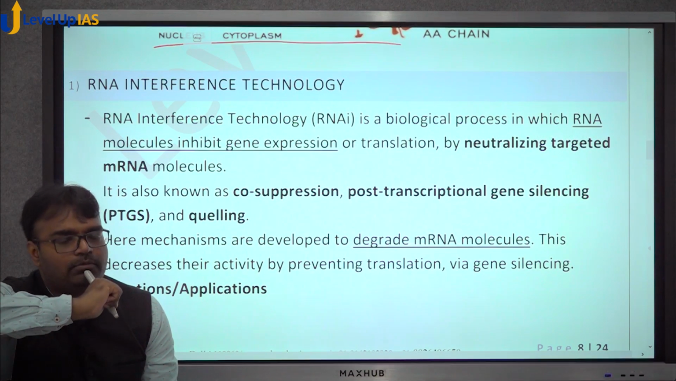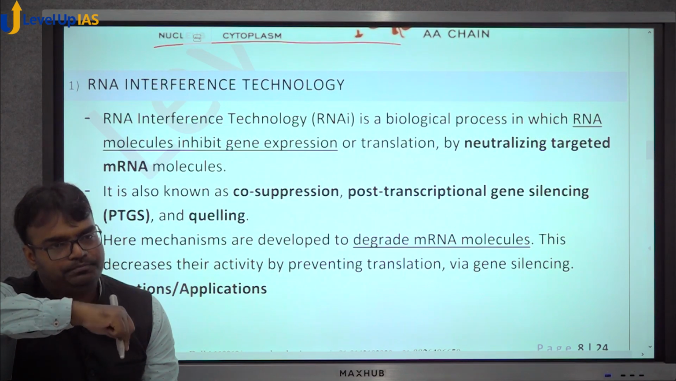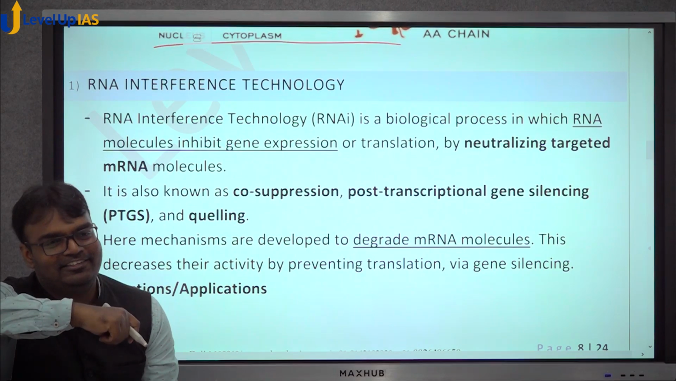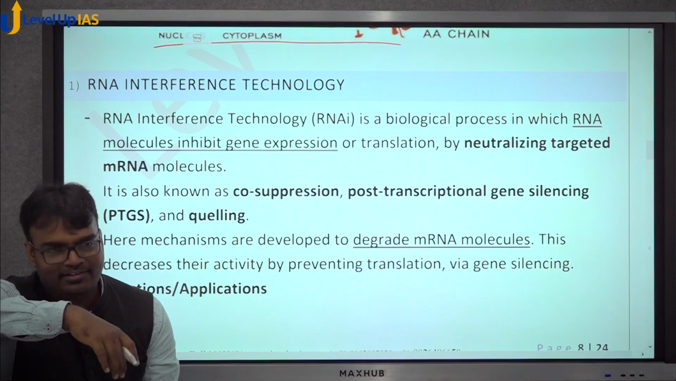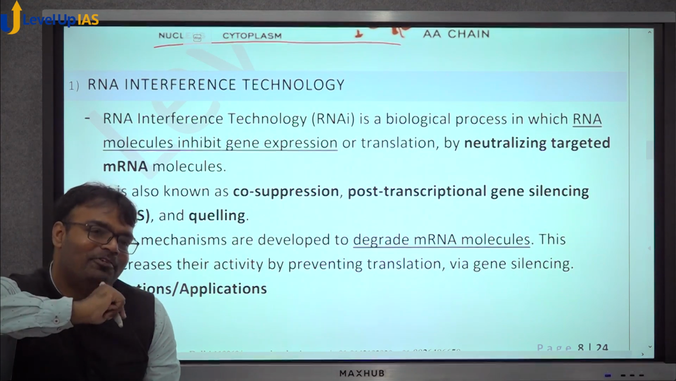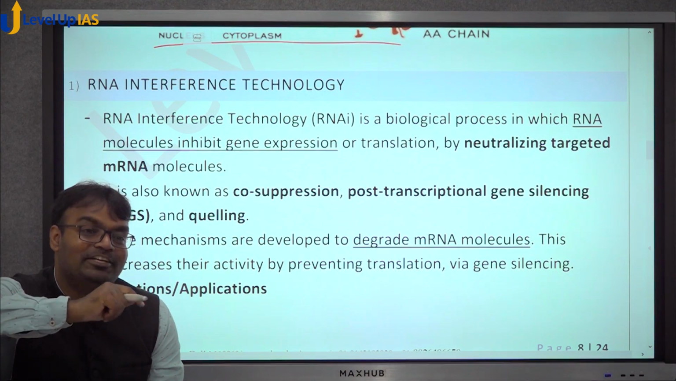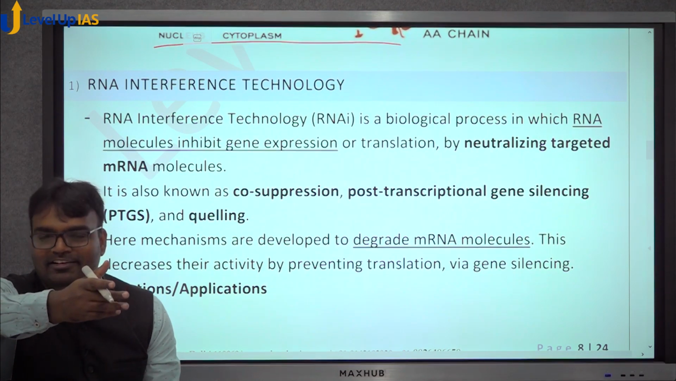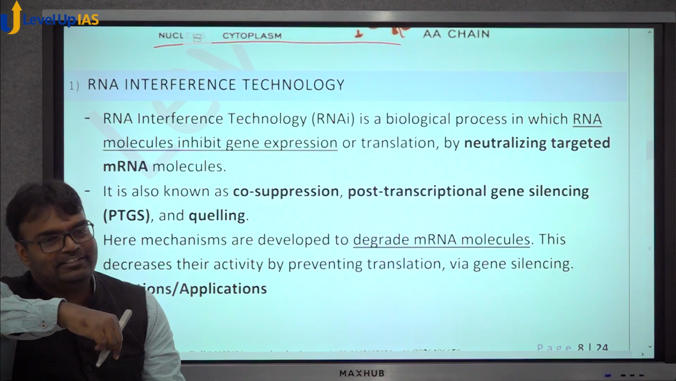There is one gene in my body which is creating problems for me. If I interfere with the messenger RNA of that gene, will the problem being created by that gene stop? Because the protein associated with that gene will not be formed. RNA interference technology: you interfere with RNA. If you interfere with messenger RNA, you in a way are preventing the expression of a gene.